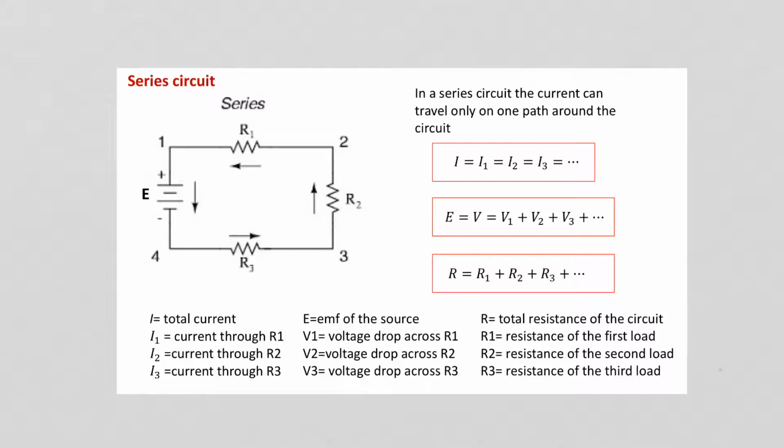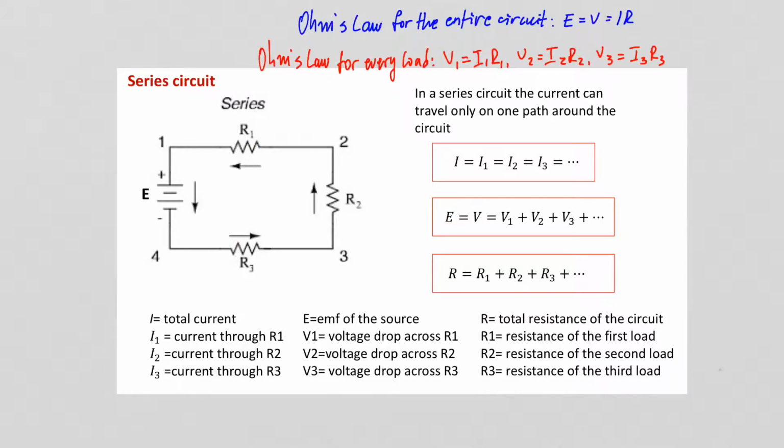But I also can use Ohm's law to find the relationships between currents, resistances, and voltage drops for each of the resistors. And so I can write Ohm's law once for the entire circuit, where the potential difference between the terminals of the battery is equal to the product of the total current in the circuit and the total resistance in the circuit.